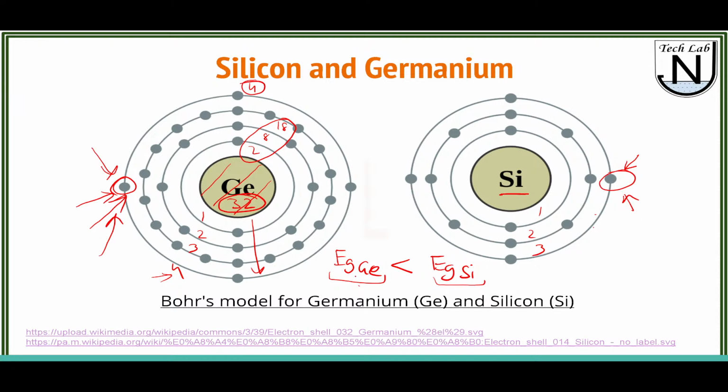Now since the energy gap of germanium is less than silicon, it means that if we provide the same amount of energy to both the crystal of germanium and the crystal of silicon, in that case, since the energy gap of germanium is less, more electrons will be detached, right?